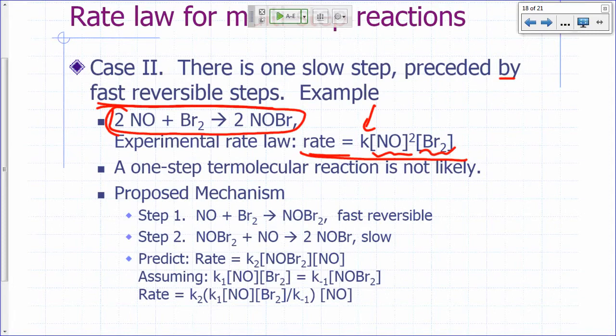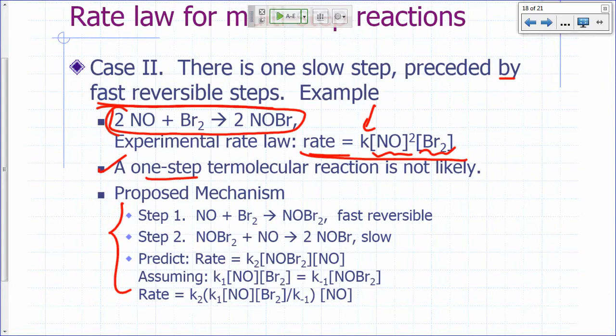In fact, if you can come up with a mechanism that doesn't involve more than a bimolecular step, where all your steps are either unimolecular or bimolecular, that might be more plausible, as opposed to one where you have three colliding right away. So here's a proposed mechanism. A one-step termolecular reaction is certainly consistent with that, but it's not likely.